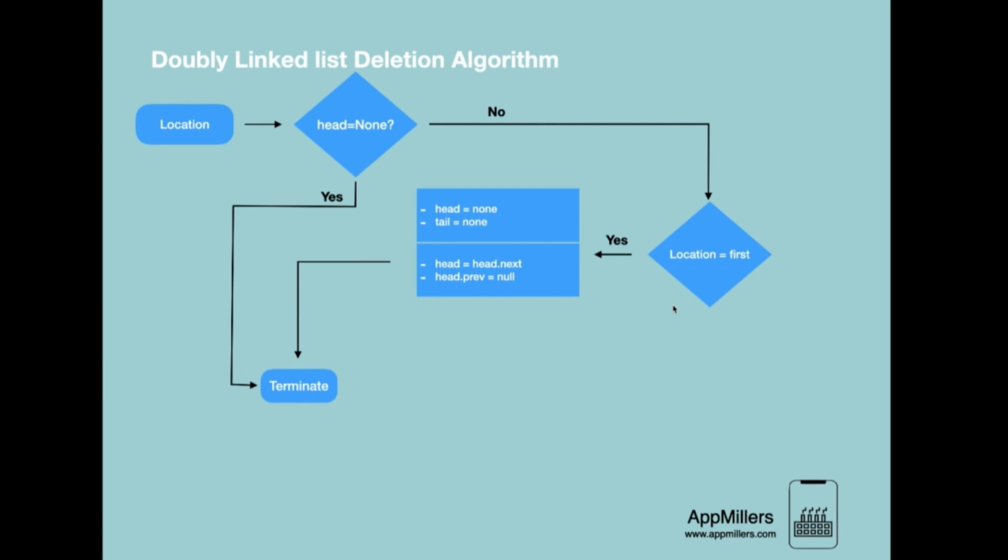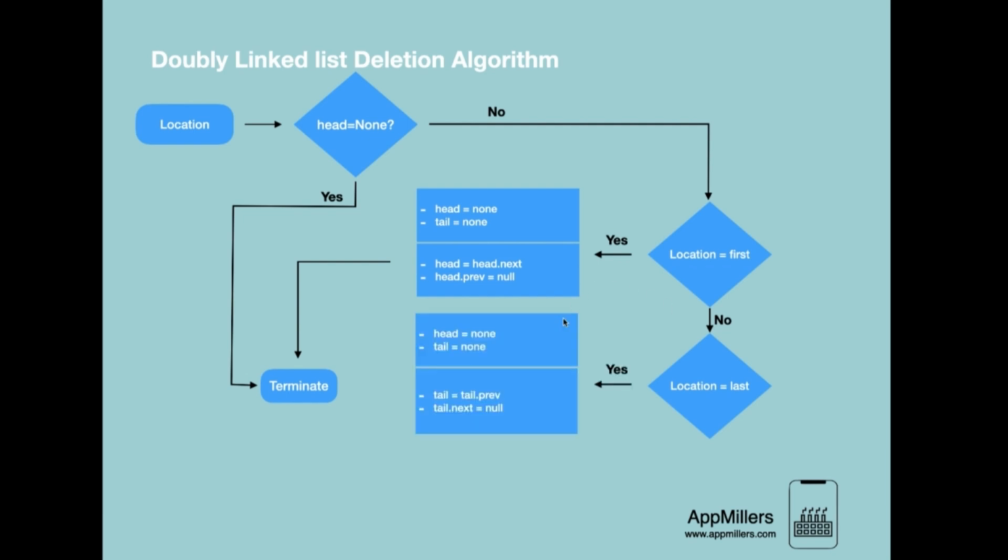Now the second case is location parameter if the location points to last node. So if this points to last node, it means that we want to delete a node from the end of double linked list. So here again we have two cases. The first case is if we have only one node in our double linked list, so we are just setting the head and tail references to null, and this deletes the link between head and node 1 and tail and node 1. So node 1 becomes eligible for garbage collection, so it gets deleted by garbage collector.